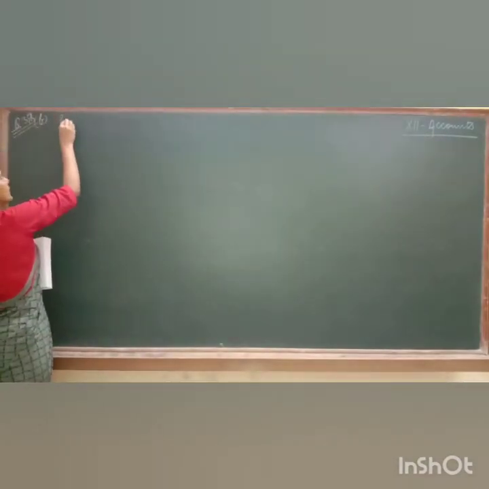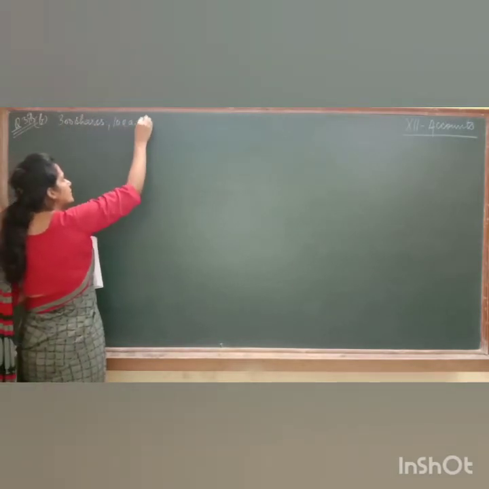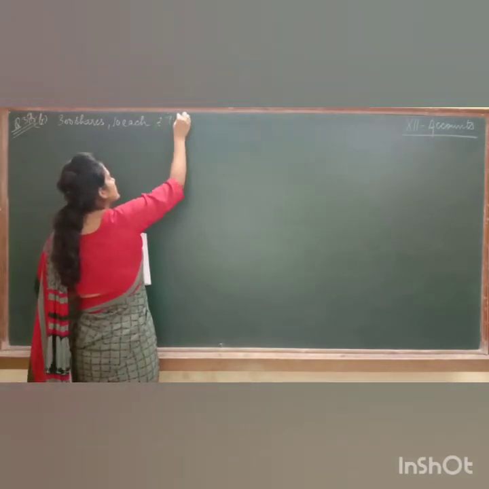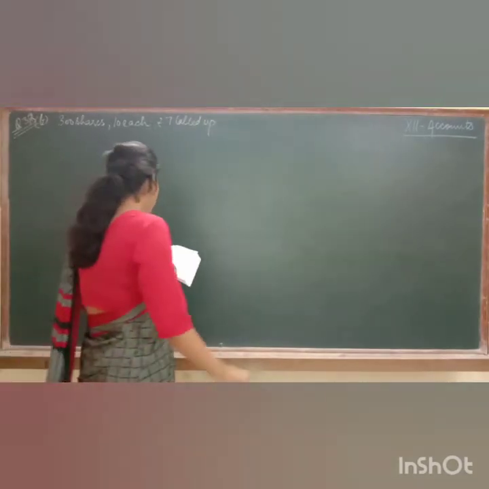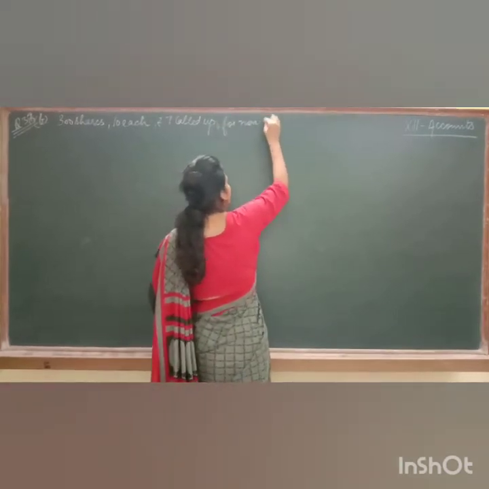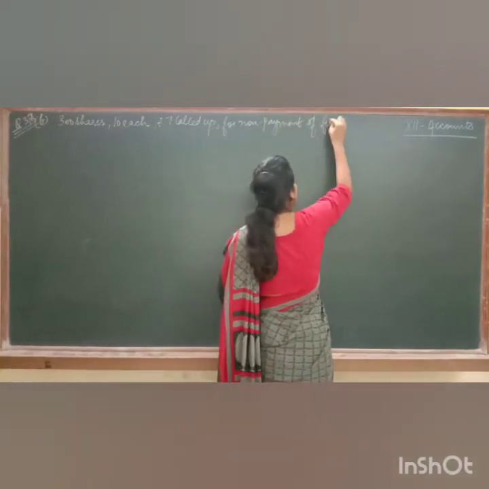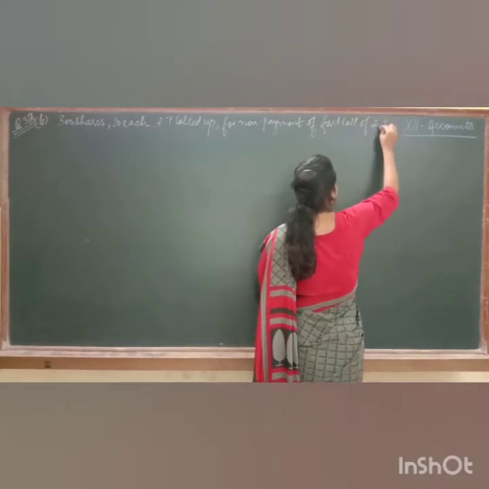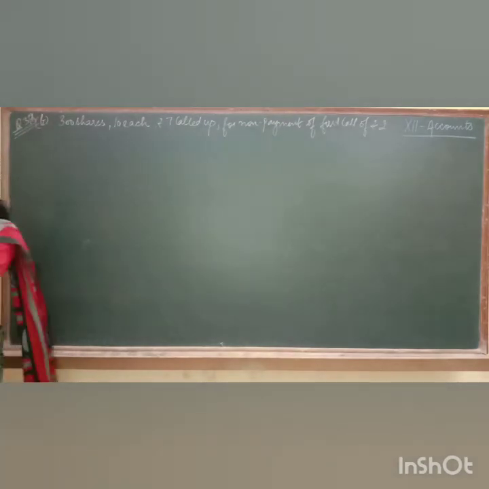We have forfeited 300 shares. The value is 10 each. And then rupees 7 called up, for the non-payment of first call of rupees 2. So first of all we should pass the entry till this point at least.